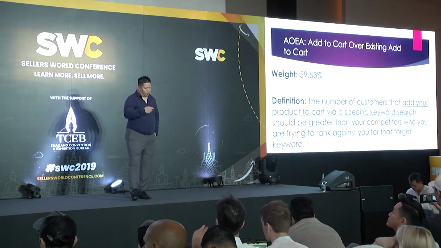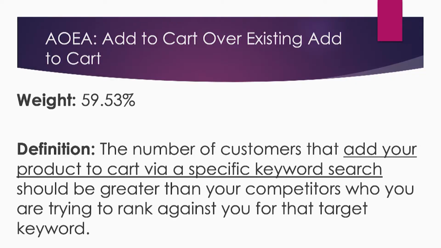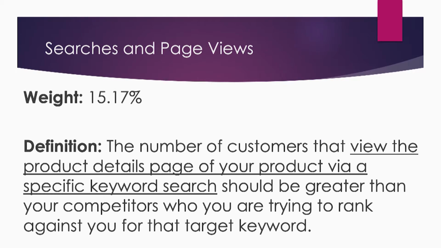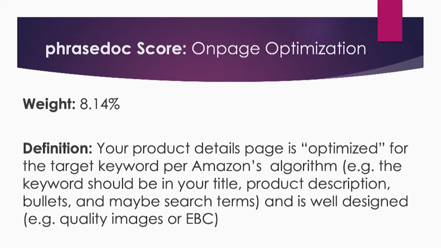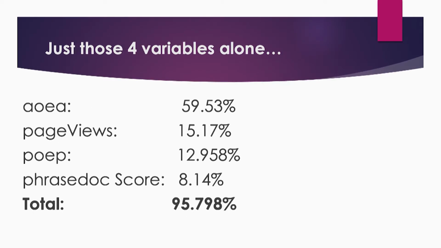So going over it: 59%, add to cart over existing add to cart. Searches and page views, 15%. Purchase over existing purchase, another 13%. Phrase doc, on-page optimization, another 8%. Just looking at the 4 things that we're talking about here, that's already 95% of your optimization that you really need to count on. You don't have to think about other things, just focus on these 4 and you'll do really good on optimizing your page.